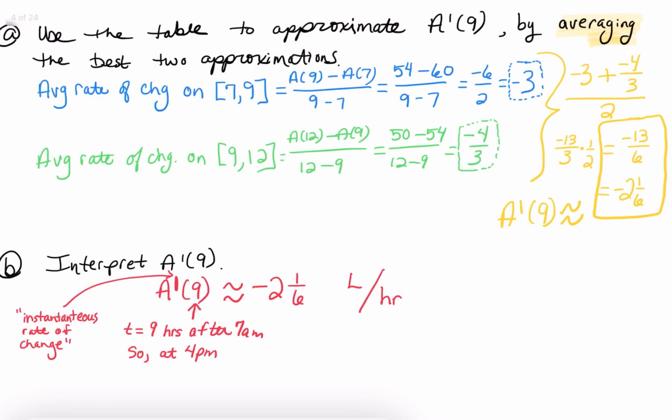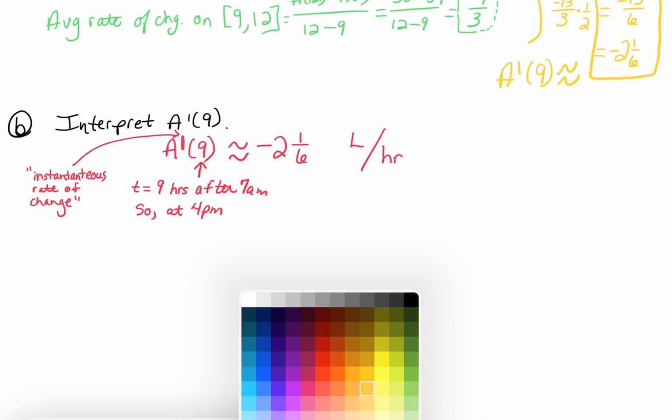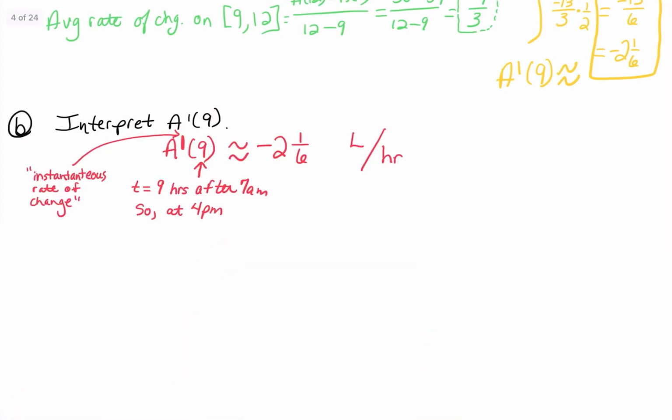So let's pull some of this thinking together, and then we're going to write out a much better, concise statement at the end of this whole discussion. So the instantaneous rate of change, and it's the rate of change in the volume, at 4 p.m. is approximately, negative means we're losing, 2 1/6 liters per hour. So let's pull this all together, but in a little nicer language. So here's how we might say this.